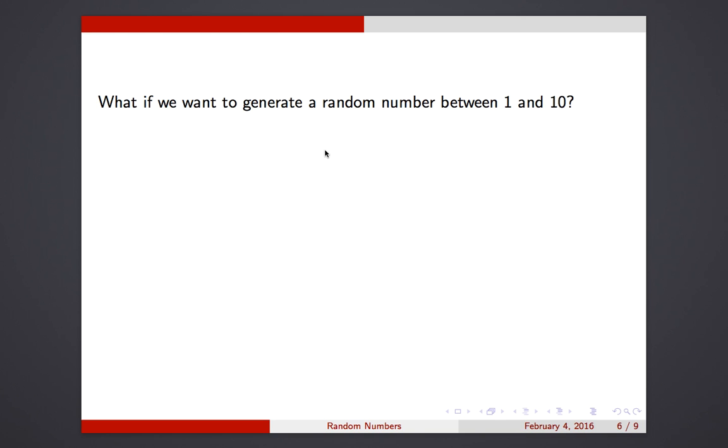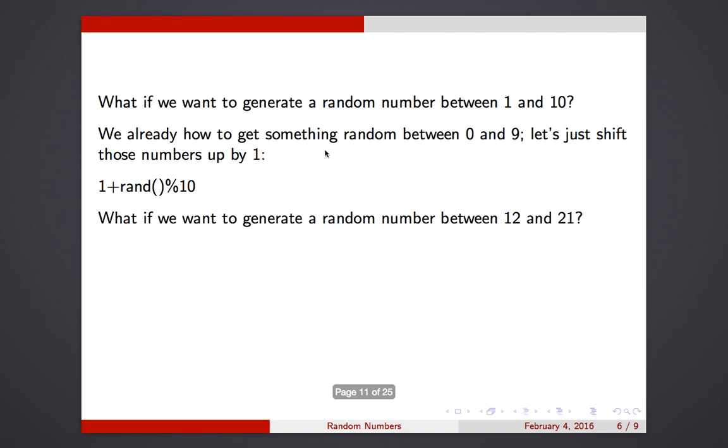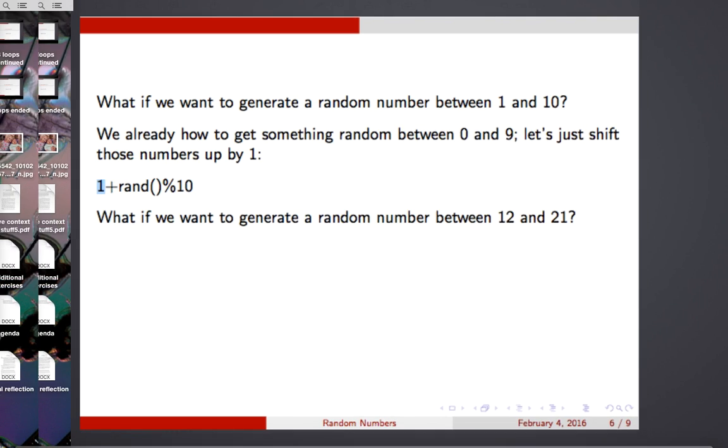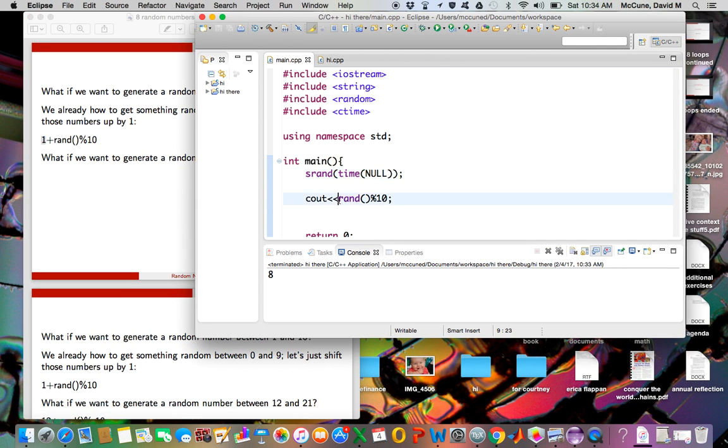Well, what if we wanted something else? What if we wanted 1 to 10, not 0 to 9? If you think about it, we already know how to get something random between 0 and 9. The relationship between 0 to 9 and 1 to 10 is that you just shift things up by 1. So this first piece here will give you a number between 0 and 9. Then just take whatever number you got and up it by 1, and you are guaranteed to land in the range 1 through 10.